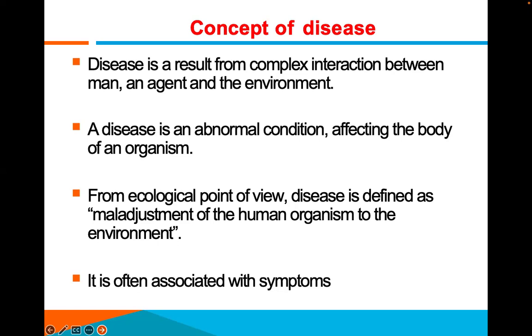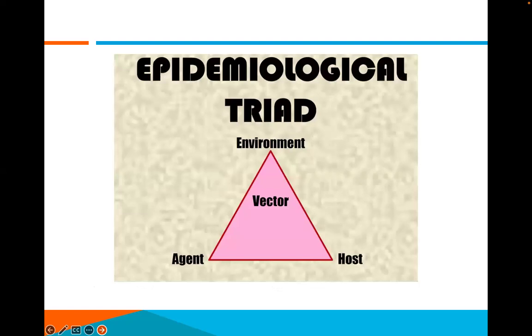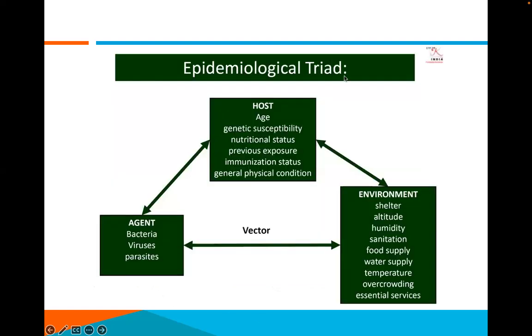Now, a disease is an abnormal condition that affects the body of an organism. It's a fact. But from the ecological point of view, a disease can also be defined as a maladjustment of human organisms to the environment they find themselves in. And all these three categories or definitions of diseases are linked with some symptoms. So I'll take you to the epidemiological triad where we have the agent, host, and the environment with the vector sitting in. So the vector is the common denominator, linking the environment, agent, and the host.